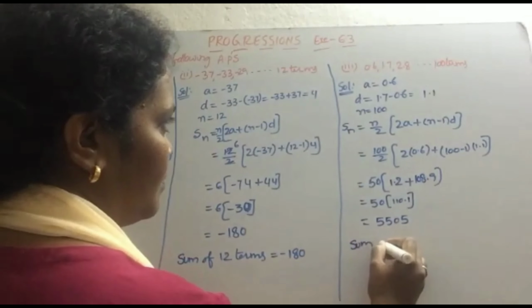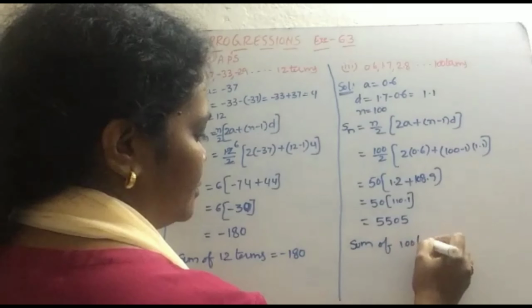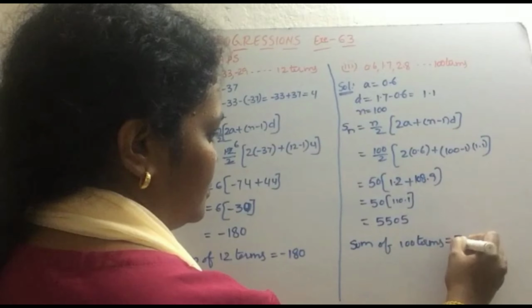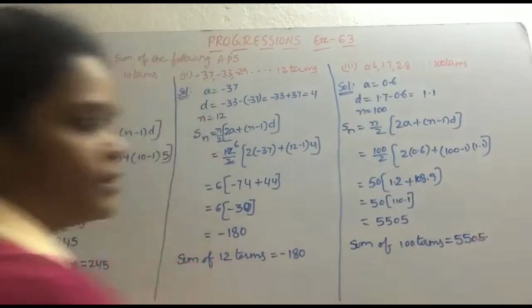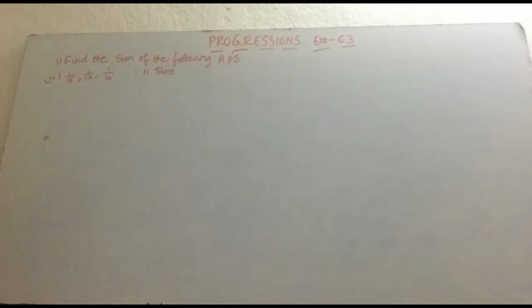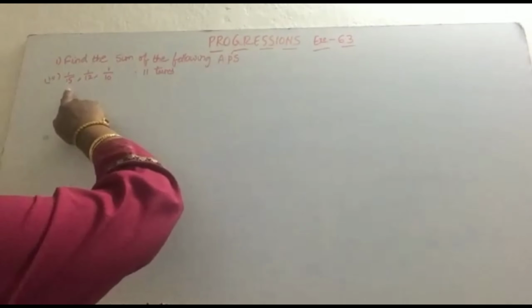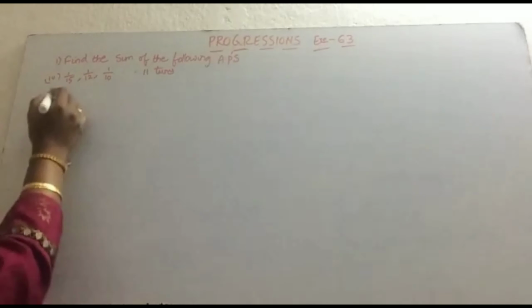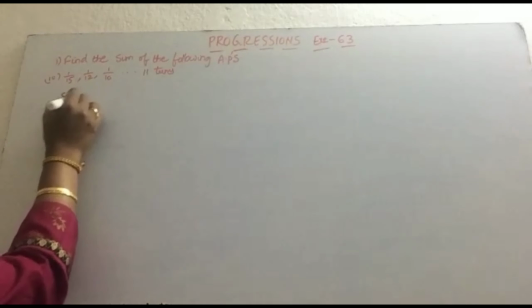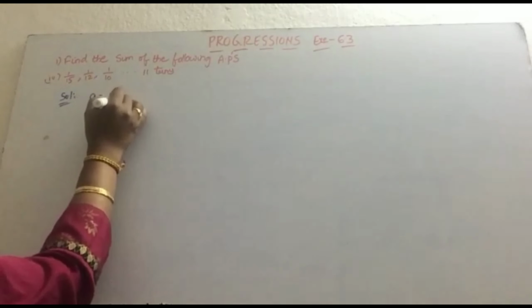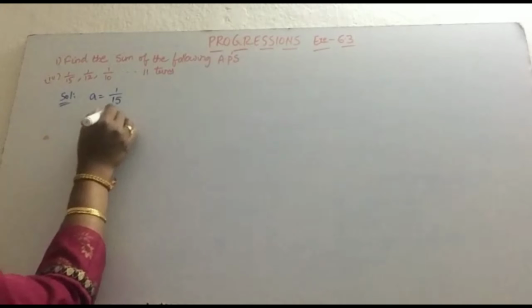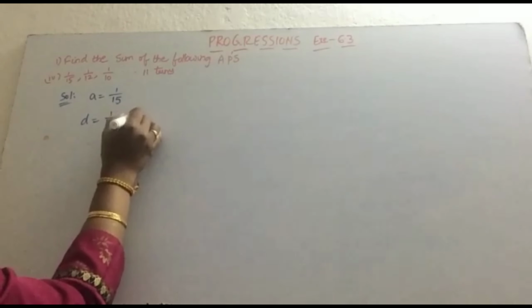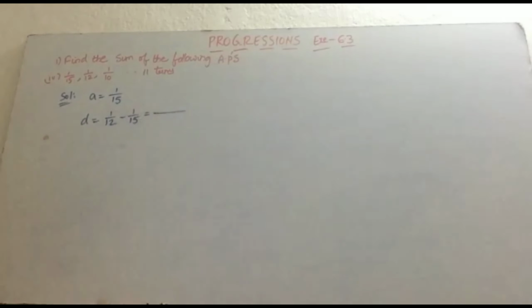So sum of 100 terms equal to 5505. Next problem. 1 by 15, 1 by 12, 1 by 10 and so on up to 11 terms. So here a is equal to 1 by 15, d equal to 1 by 12 minus 1 by 15.